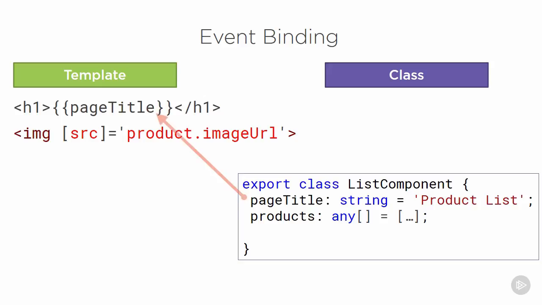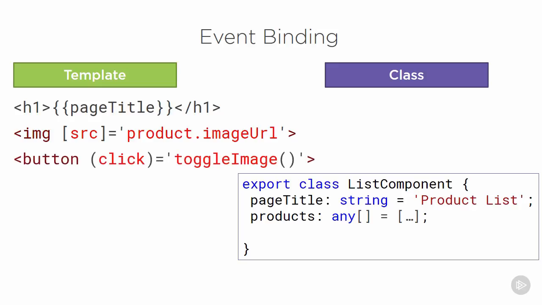So far, all of our data binding has been one way, from the component class property to the element property. But there are times we need to send information the other way to respond to user events. For example, to perform an operation when the user clicks a button. A component listens for user actions using event binding, as shown here.